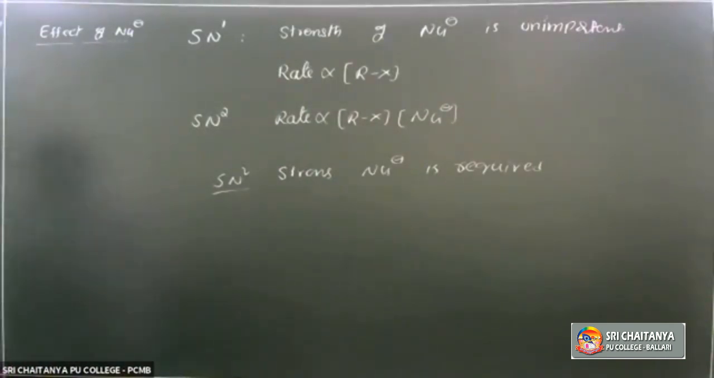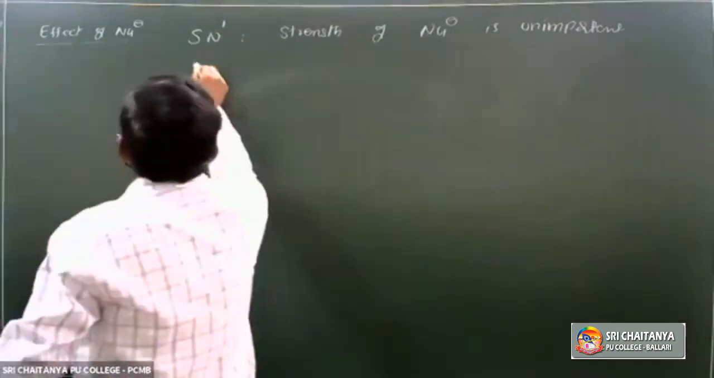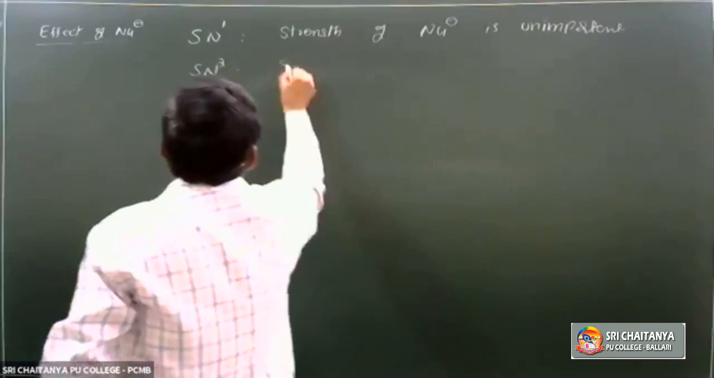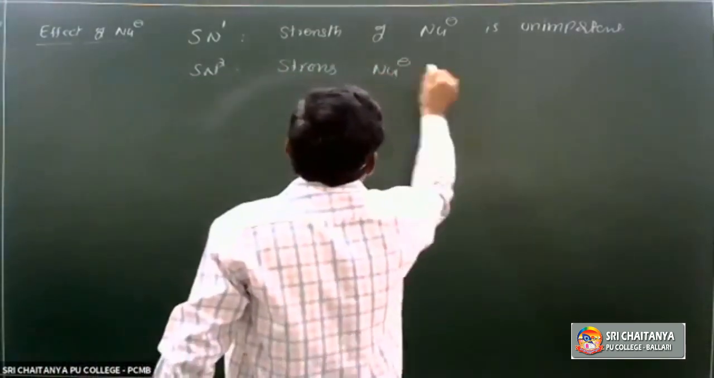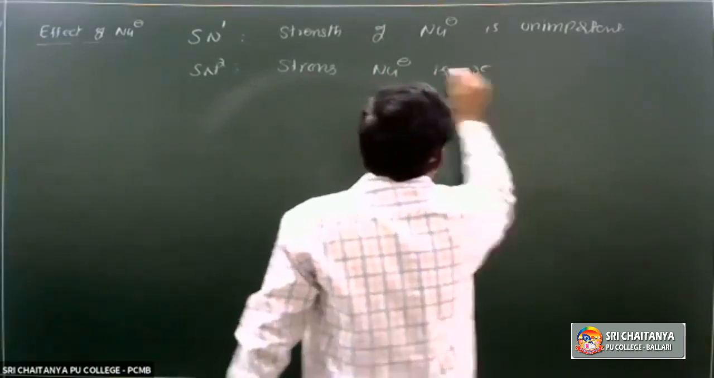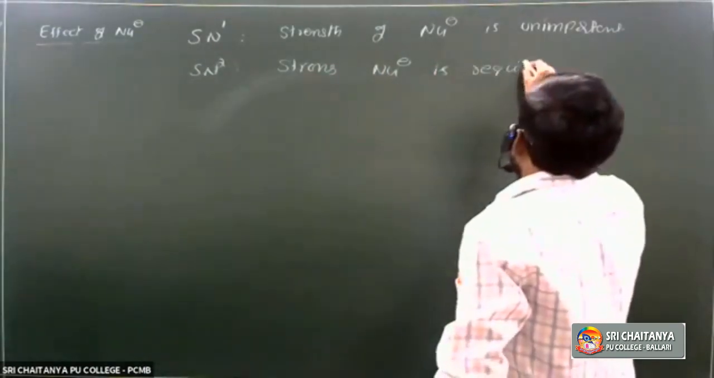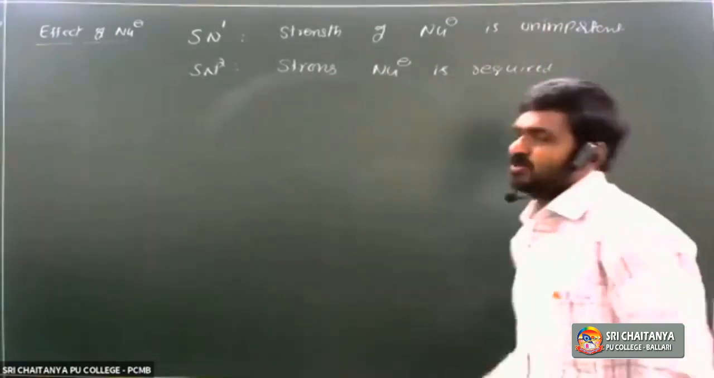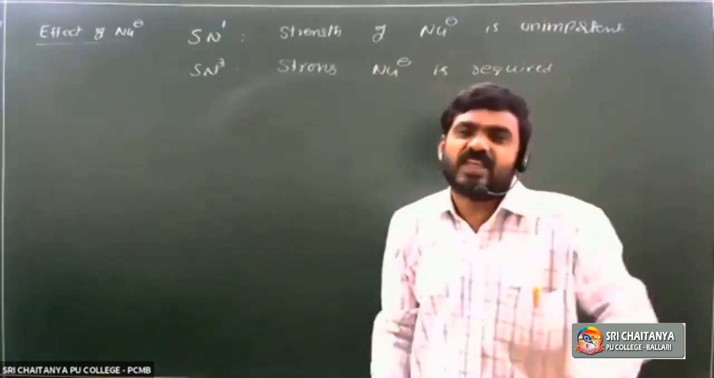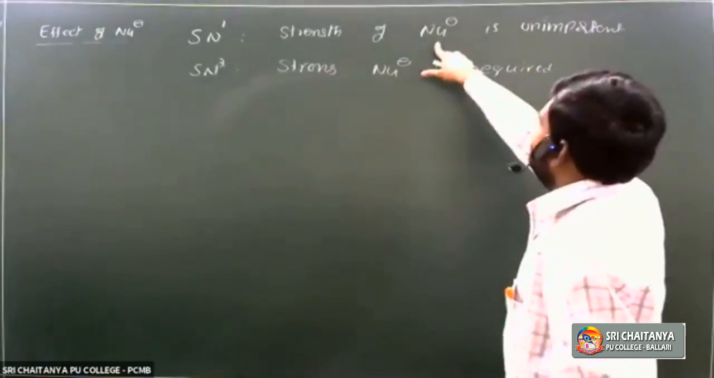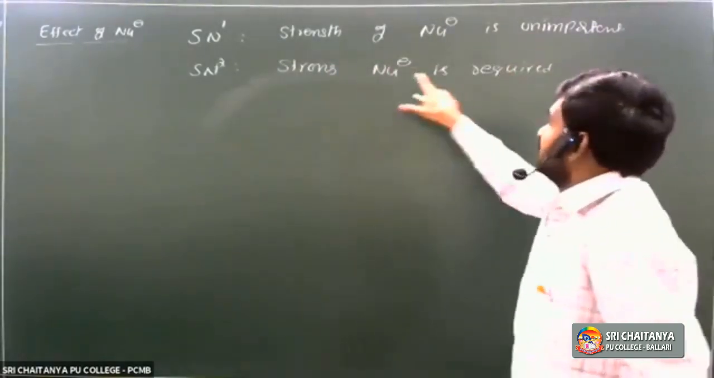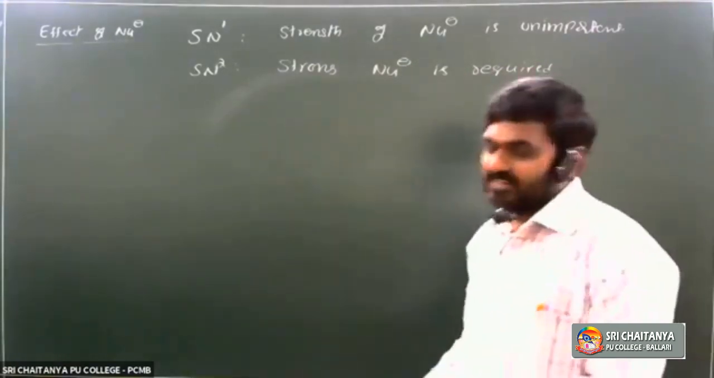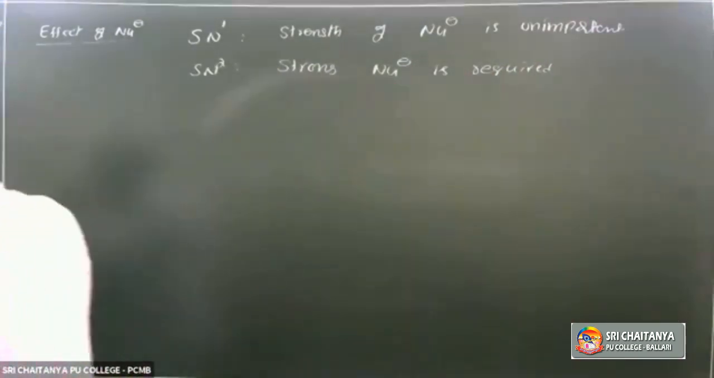The next one, nucleophilicity order. So what are the differences between SN1 and SN2 reaction? In SN1 reaction, strength of nucleophile is unimportant. In SN2 reaction, strong nucleophile is required. The next one, what is the strength of nucleophilicity?